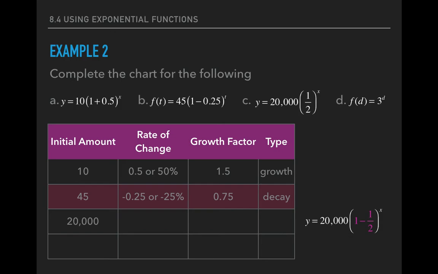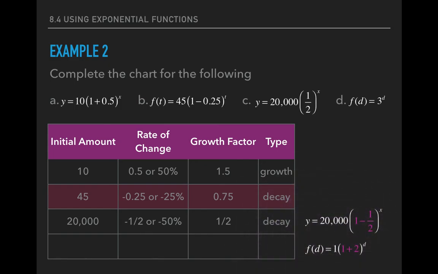What we have just flashed onto the screen is exactly the same as what you see there for problem C. So now that it's expanded like that, we can see that we are working with a rate of change of negative 1/2, which would be negative 50%. And the growth factor was pretty evident to us initially. It was 1/2. And this is, once again, a decay model because our rate is negative.